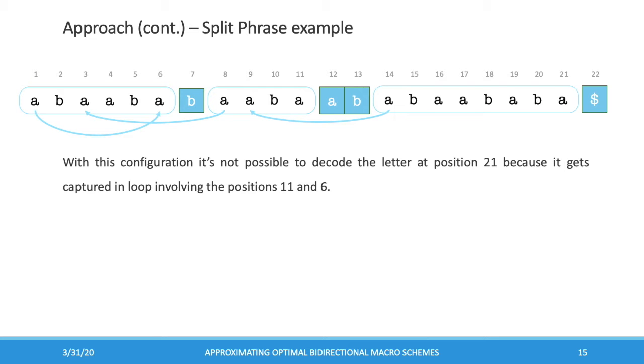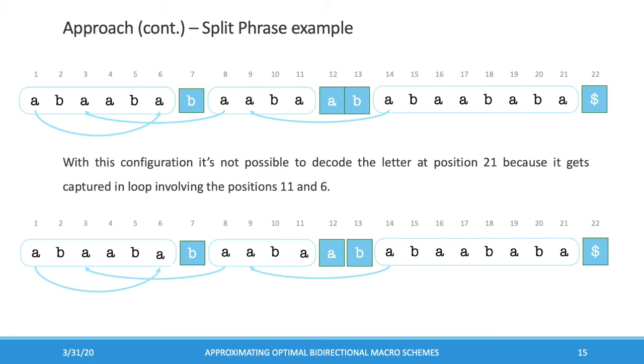Why? Because with this configuration it is not possible to decode the letter in position 21, because it's captured in the loop that involves positions 11 and 6. And the new pointer that we introduce is going to be capturing this loop. So we need to break this loop. How do we do that? First, we choose randomly a position of the loop. In this case, we have 11 and 6. So we choose 11.